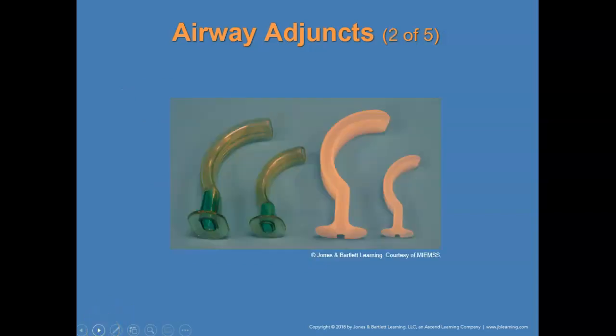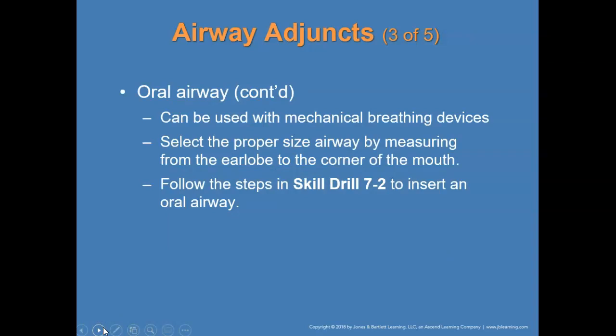This is what they look like. And there are different sizes, and there's a way to measure them. An oral airway can be used with mechanical breathing devices. Select the proper size airway by measuring from the earlobe to the corner of the mouth. And that's a skill that they will go over, like I said, when they come. Follow the steps in skill drill 7.2 if you want to review that before they come, which is supposed to be next Tuesday.